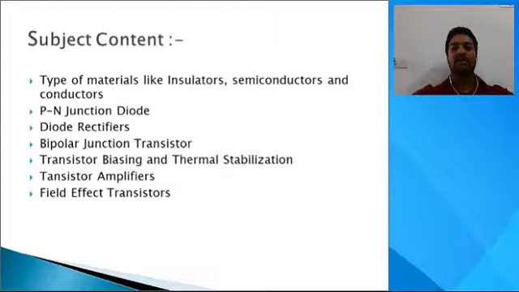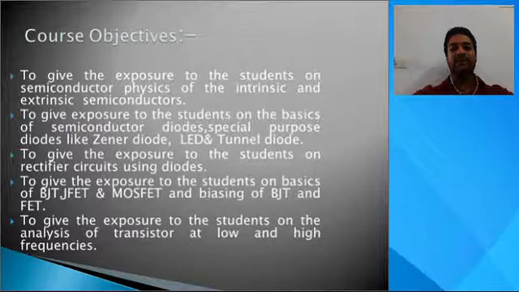And later on we will go about the bipolar junction transistor, simply called the transistor, and different kinds of biasing and stabilization techniques for the transistor, and how transistors can be used as amplifiers, and what the kinds of field effect transistors and different kinds of MOSFETs are. This is the overall view of the content.